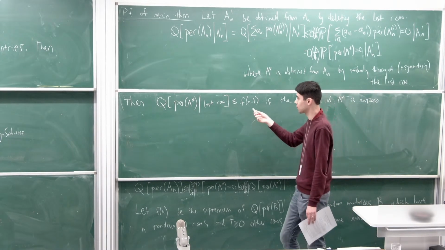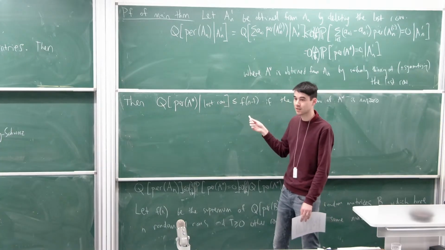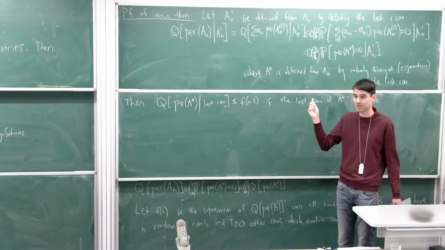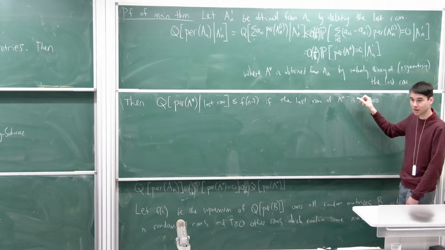This is the special row that I did the random thinning out to. If I condition on what happened there, the rest of the matrix is still uniformly random plus or minus 1s, and I only needed a non-zero 1 by 1 subpermanent, which is the same as being not all 0. Now, what is the probability that the last row of A star is non-zero?